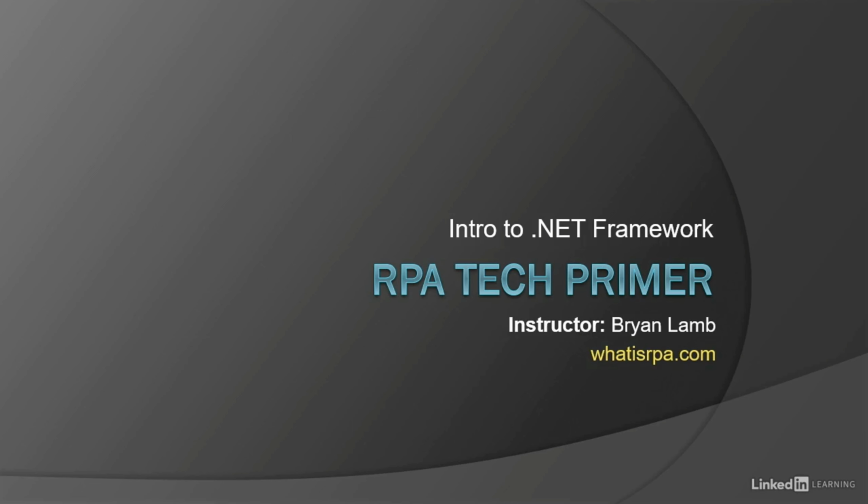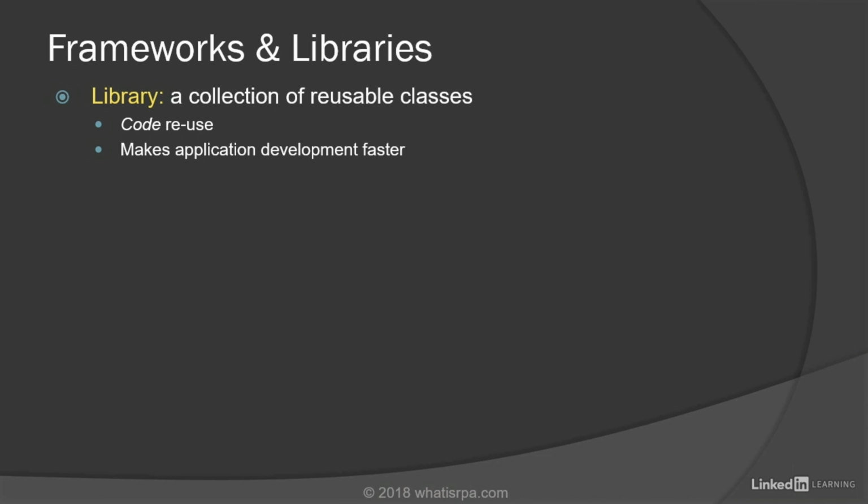Now that you've been exposed to some programming fundamentals, it's time for me to introduce you to the .NET framework. Before we talk specifically about the .NET framework, I'd like to provide you with some definitions and lay a foundation. There are two terms in programming that are somewhat related: frameworks and libraries. A library is essentially a collection of reusable classes. And by now, you know that classes are simply programmatic entities that have properties and methods. Creating libraries allows us to reuse code between different applications or projects. Ultimately, it makes application development faster.